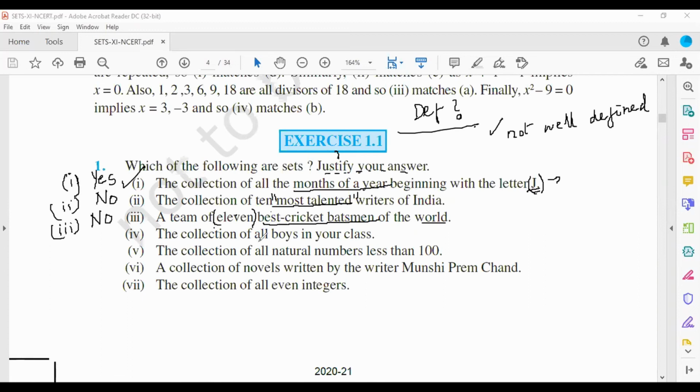Then very easy. Boys in your class, yes, very clear. Yes, it is a set. Natural numbers less than 100. Yeah, definitely. There's a beginning 1 and the end 99. Collection of novels written by a specific person, Munshi Premchand. So definitely there is a certain number and you can list it. So it is a collection of well-defined objects. Yes, it is a set. Even integer collection, yes, it is a set. Then let us proceed further.